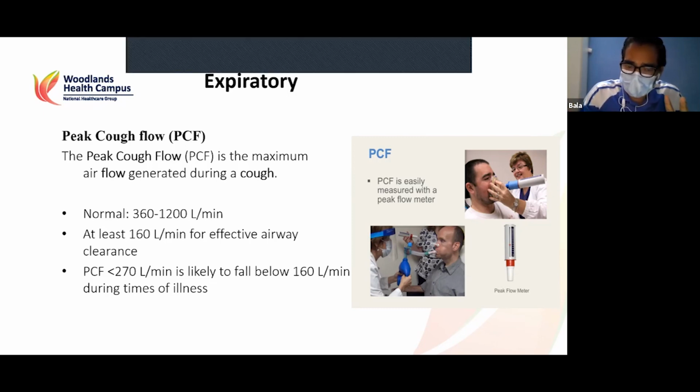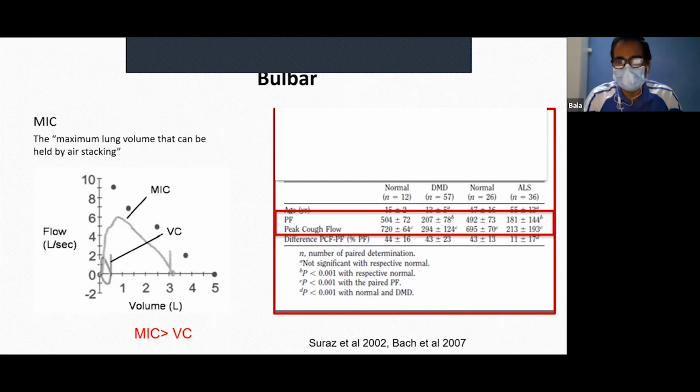So now we have SS2 components. One is your inspiratory muscle strength, and the second one is your expiratory muscle strength. The in-between component, bulbar, is the most difficult thing to assess. It is not very easy to assess. I'm giving you an easy way to assess. Just focus on the right side first, the table here. Just now I said peak cough flow, peak expiratory flow. What is the difference between peak cough flow and peak expiratory flow?